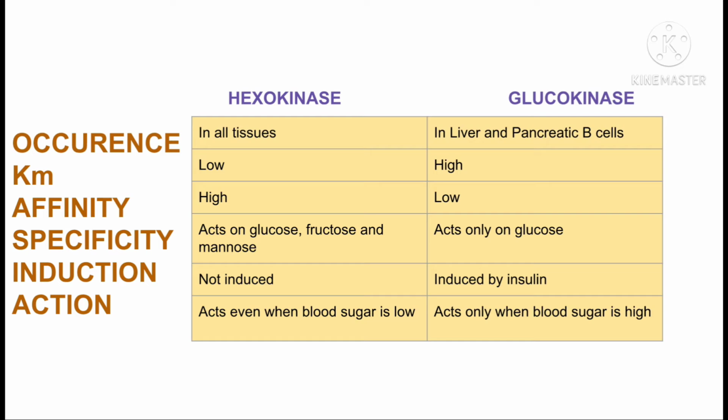So the affinity of hexokinase will be high and the glucokinase will be low. The specificity of hexokinase is that it acts on glucose, fructose and mannose, while glucokinase acts only on glucose. Hexokinase cannot be induced while glucokinase is induced by insulin. The actions are hexokinase acts even when blood sugar is low while glucokinase acts only when blood sugar is high.